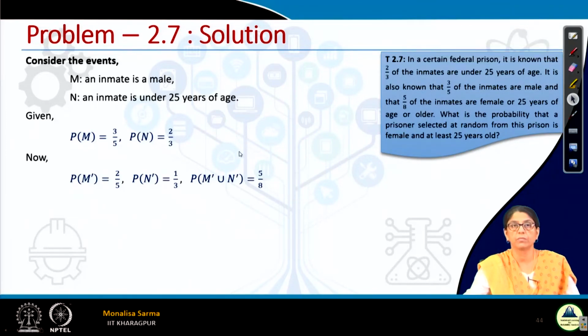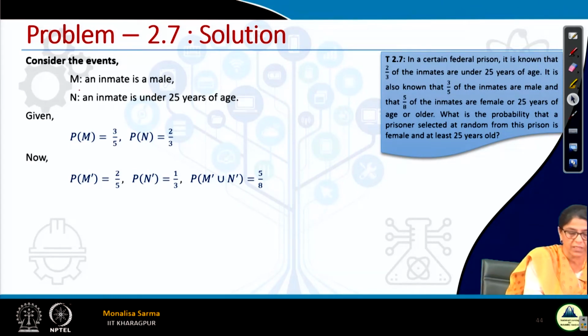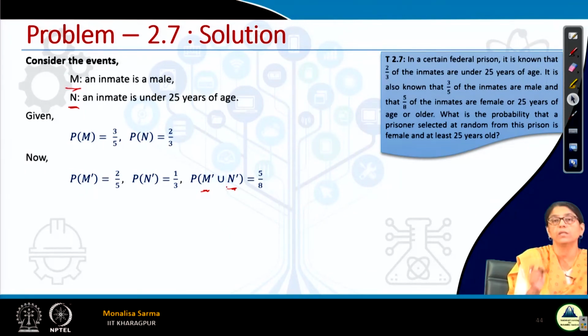Female or 25 or older. If we denote male by M, then female we can write as M bar. Male we denote by M, and female by M bar. N is the event that the inmate is under 25, so N bar is an inmate who is 25 or above, just the complement. So my probability of M bar union N bar is given, it is 5/8.